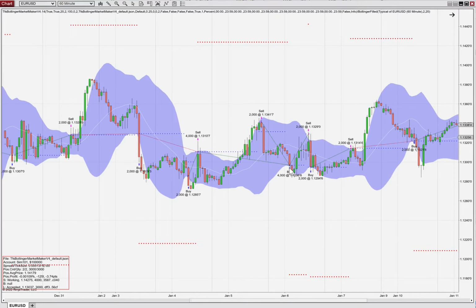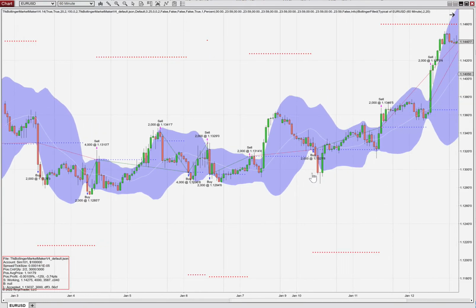At the same time, it opens another long position with 2,000 shares, price goes up, sells again the 2,000, opens another short, goes down again, sells the 2,000, buys another 2,000, and so on, right? You see most of these positions were closed successfully. Here's one which closed a little in a loss, and so on, right?